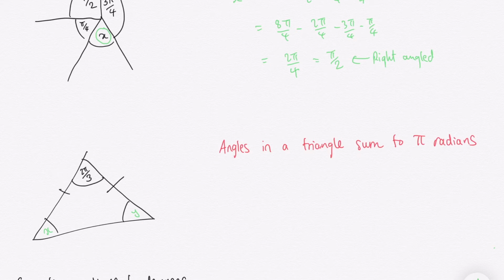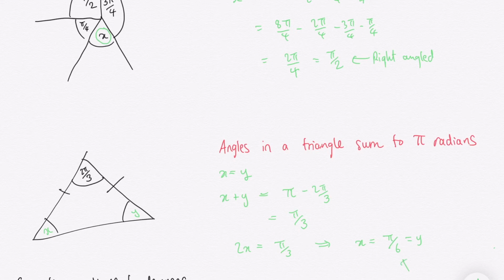Okay, so this is an isosceles triangle, so we know that x is equal to y, and we also know that x plus y is equal to pi, the sum of the angles in a triangle, subtract 2 pi over 3, which is 3 pi over 3 subtract 2 pi over 3, so that is pi over 3. But then we know that x plus y is 2x, so 2x is equal to pi over 3, which means that x is equal to pi over 6, which is also equal to y.